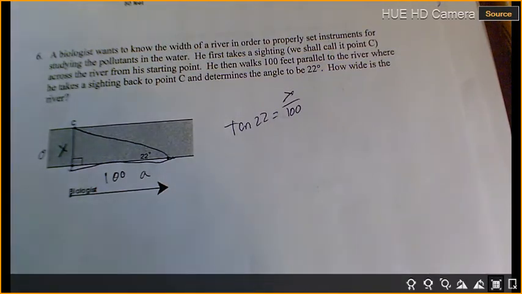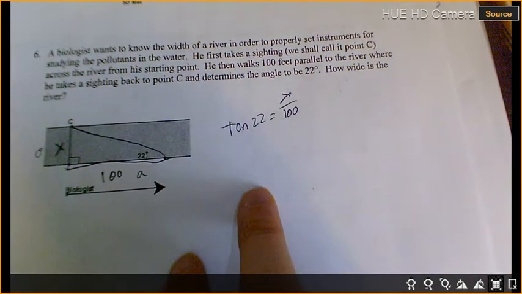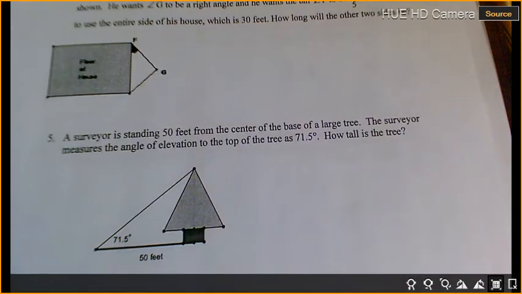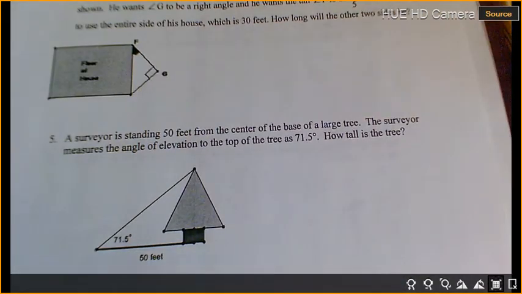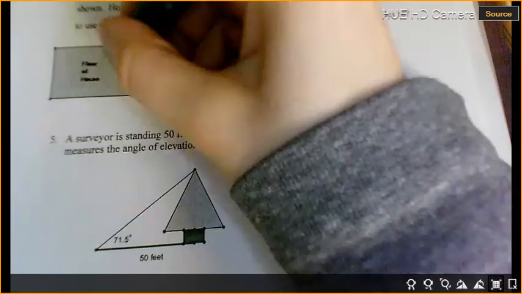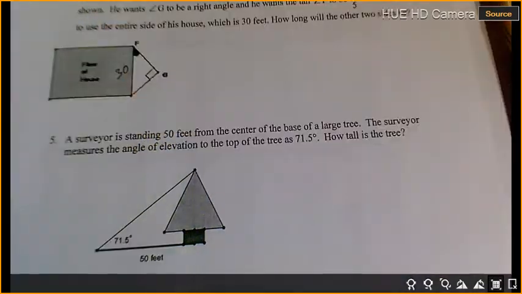Okay, I was asked about number 4. Steve is bored with symmetry. He's trying to make a triangular deck at the side of his house, as shown. He wants angle G to be a right angle, and he wants the tangent of F to be 3 over 5. He wants to use the entire side of the house, which is 30 feet. How long will the other two sides have to be?